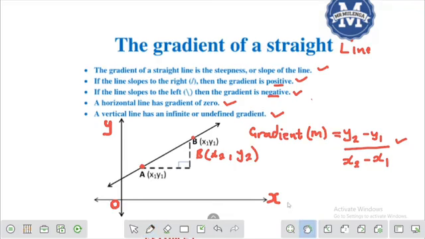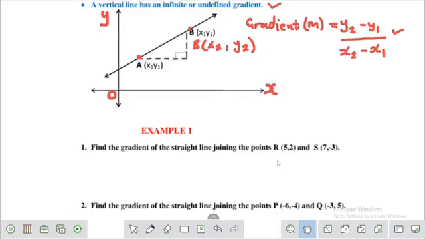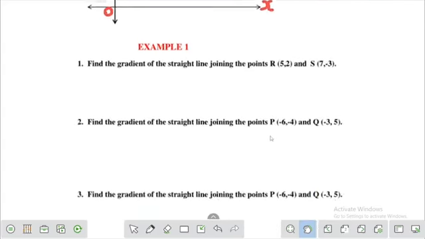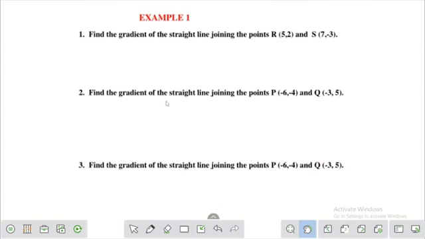So let us now look at the examples. Under the examples here, we have 3 questions. From these 3 questions, I'm just going to answer questions 1 and 2. Then question 3, you can try to answer it. So we start with question 1.